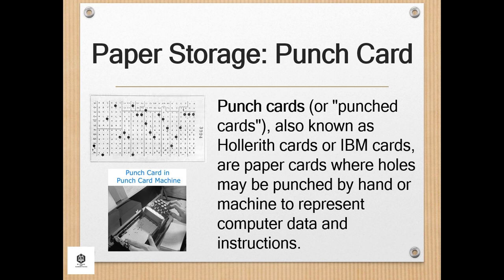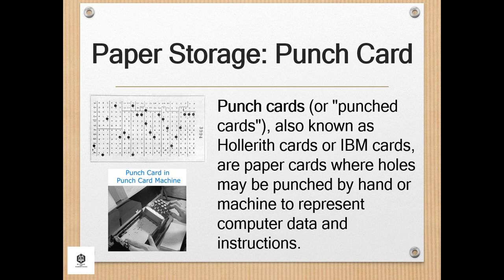And next, for the paper storage, is the punch card. Punch cards, also known as Hollerith cards or IBM cards, are paper cards where holes are punched by hand or machine to represent computer data and instructions. They were a widely used means of inputting data into early computers. The cards were fed into a card reader connected to a computer, which converted the sequence of holes to digital information.